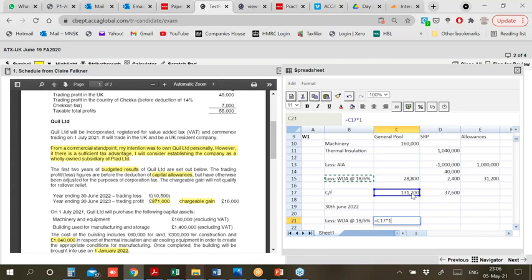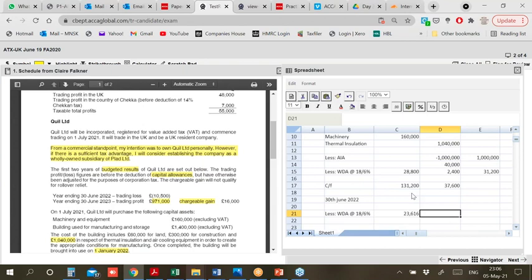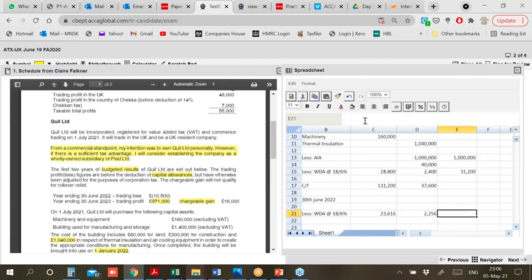That is 18% on the closing balance of the general pool, and I can copy this formula and edit it so that it is not 18%, it's rather 6%. And then this formula can be copied here, which will add both. Okay, guys, so I'm done with the capital allowances for 2 years. For the second year, this is the amount I can bold. However, for the first year, the total allowances are 1 million plus this.